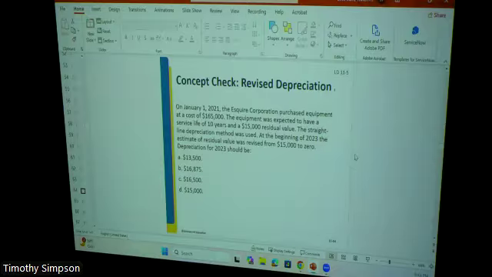We've changed the residual from 15,000 to 0. Okay, and that may be correct, right? Maybe 0 may make sense. Some companies have put 0 salvage even going into it.